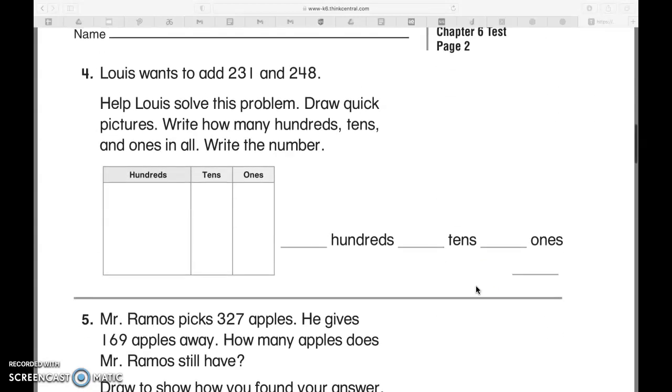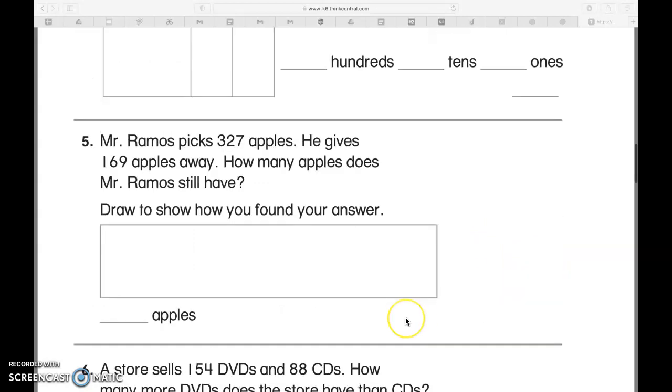Number 4, Lewis wants to add 231 and 248. Let's help Lewis solve this problem. Draw quick pictures. Write how many hundreds, tens, and ones in all, and then write this number. He wants to add 231 and 248. I need to see a quick picture for 231 and for 248. You're going to add those up together and tell me how many hundreds, tens, and ones that is, and then I want you to write the number in standard form on this line down here.